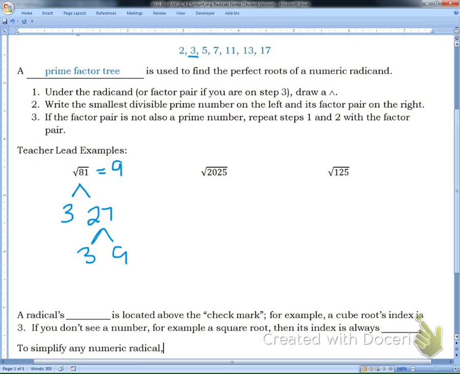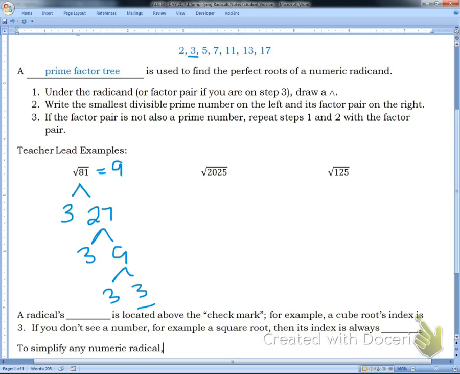Is 9 prime? Nope, that's not on my list. So I need to split that again. Can 9 be divided by 3? Yes, 3. If the answer on your right is a prime number, for example this 3 here, then you know you're done. We've finished creating the prime factor tree. I'll show you next how this is used to find out the square root of 81, but let's practice making prime factor trees of some other numbers.